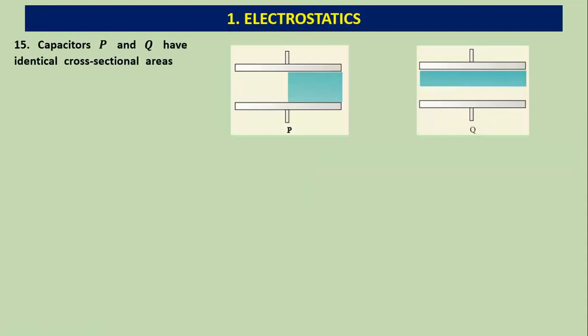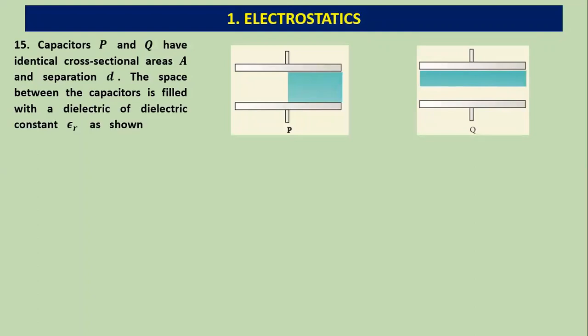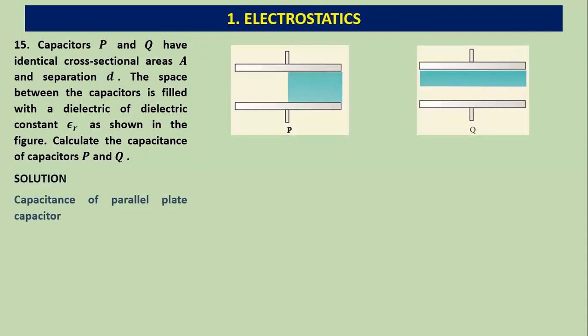Capacitors P and Q have the identical cross-sectional area A and separation D. The space between the plates is filled with a dielectric of dielectric constant epsilon r, as shown in the figure. Calculate the capacitance of the capacitors P and Q. So let us learn the formula for it.